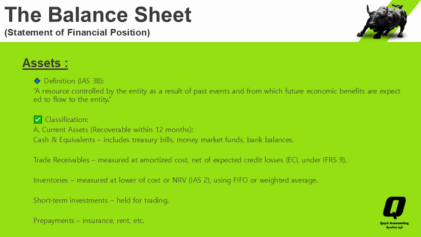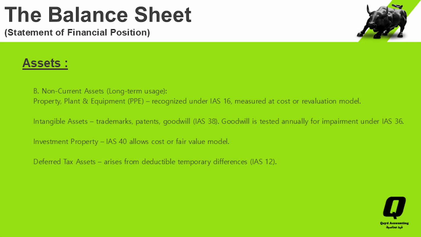Trade receivables, measured at amortized cost, net of expected credit losses, ECL under IFRS 9. Inventories, measured at lower of cost or net realizable value, IAS 2, using first in first out or weighted average. Short-term investments, held for trading. Prepayments, insurance, rent, etc.